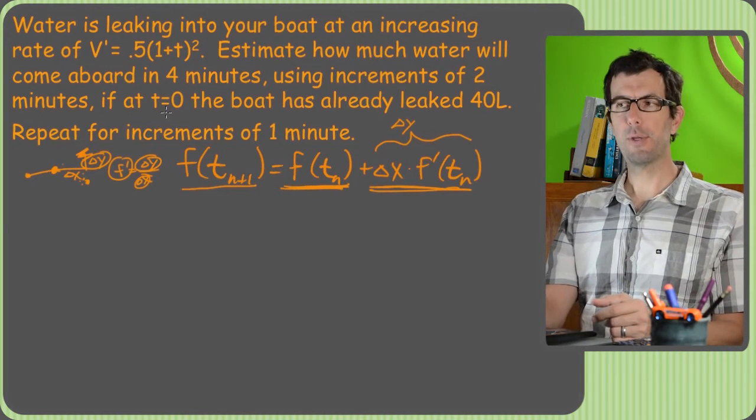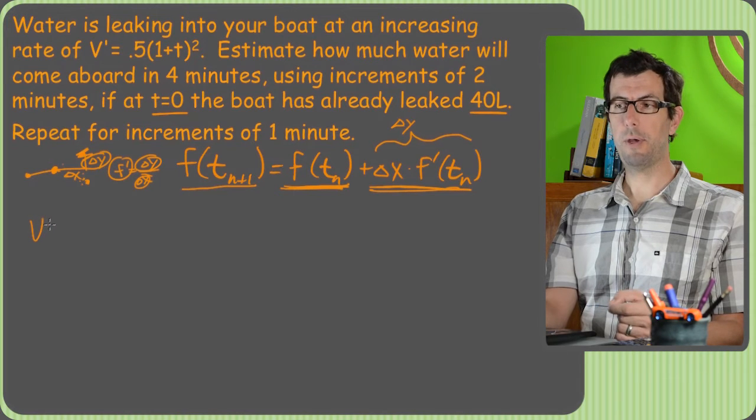And by the time you notice the leak at t equals 0, it's already leaked 40 liters. So they're telling us that the amount of water that's already come into the boat at time equals 0 is 40 liters.